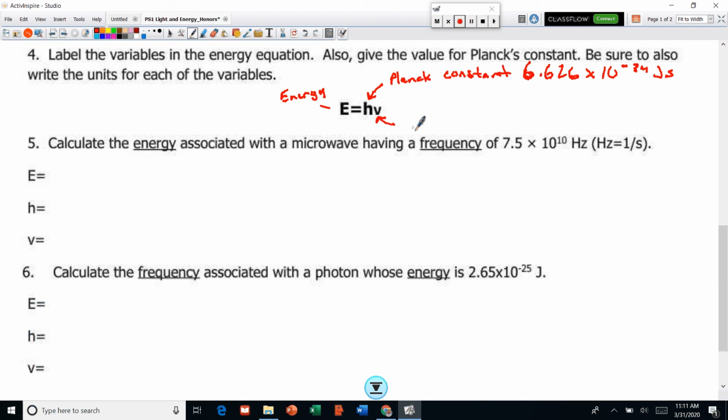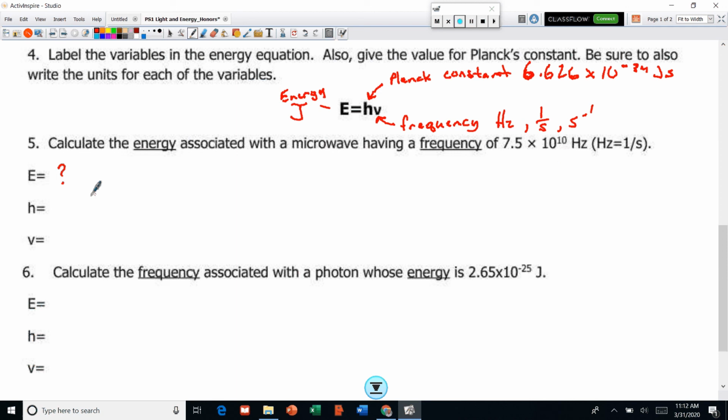And then remember that V is frequency. And frequency again is going to be measured in hertz, which is the same thing as 1 over seconds, or seconds to the minus 1. All right. Energy is going to be measured in units of joules. So again, calculate the energy. We want to know energy this time associated with a microwave having a frequency of 7.5 times 10 to the 10th hertz.